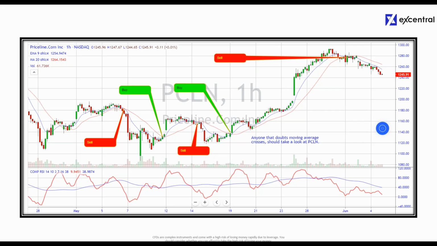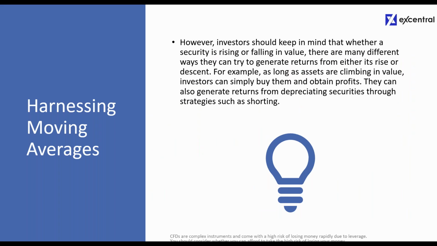Now, a simple one using 2, in this case, we're using a 9 period moving average and a 20 period simple moving average. But see where we have the crossovers? When one moving average crosses the other, when a shorter crosses the longer, we get buy signals. When it crosses the opposite way, we get sell signals. And this is called a basic moving average crossover strategy.